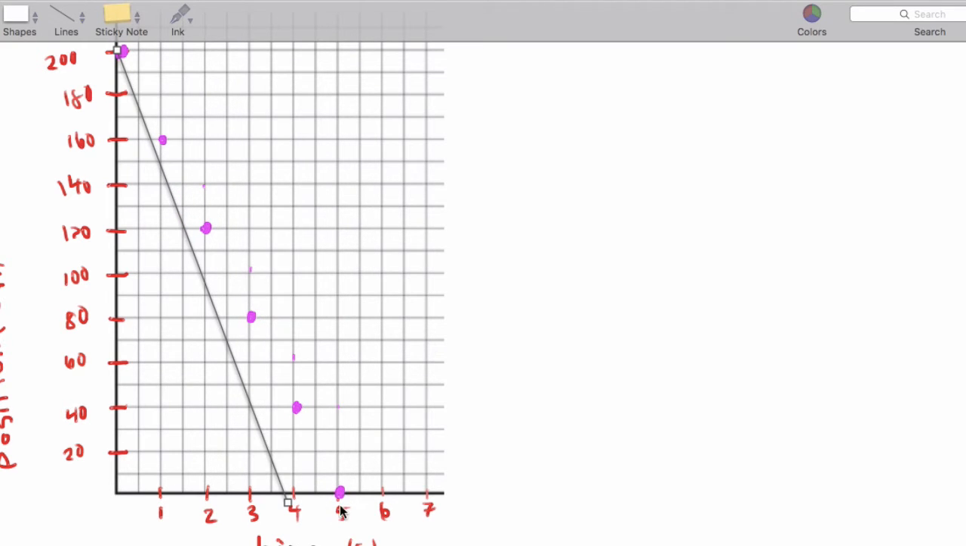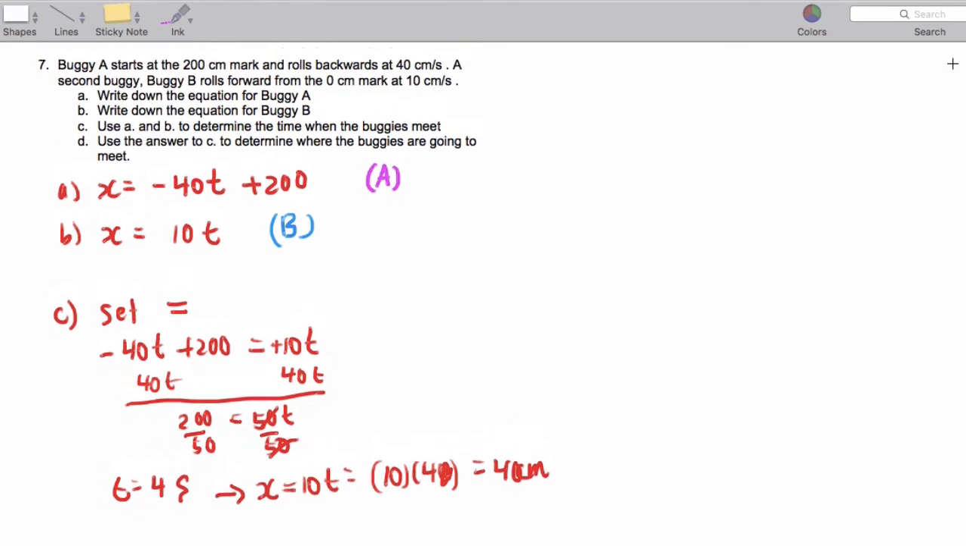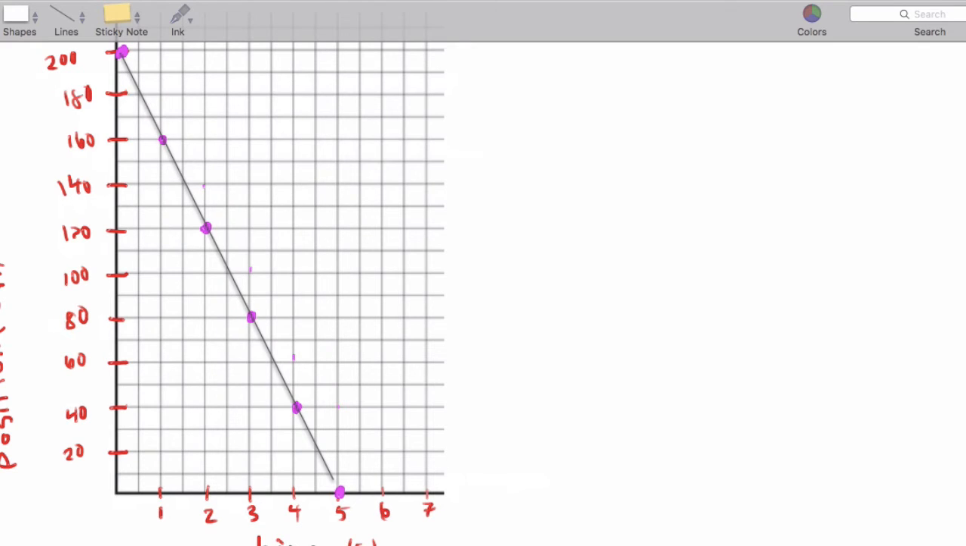Close enough. I'd love it to continue, but clearly it doesn't want to do what I want it to, so we'll just leave it like that. Now, for the other, it is going forward at 10 centimeters per second, and that's buggy B.